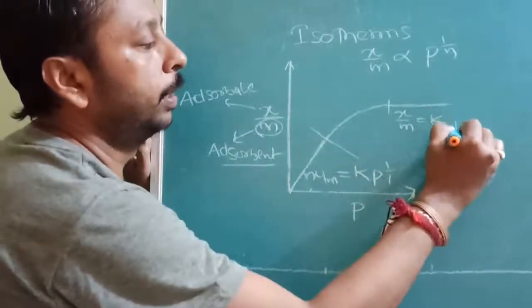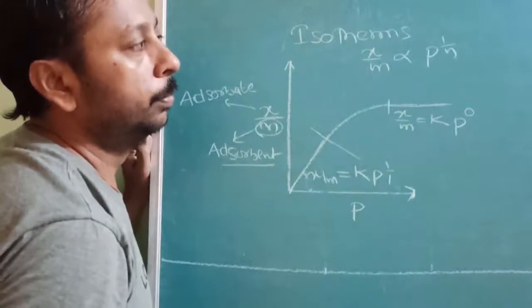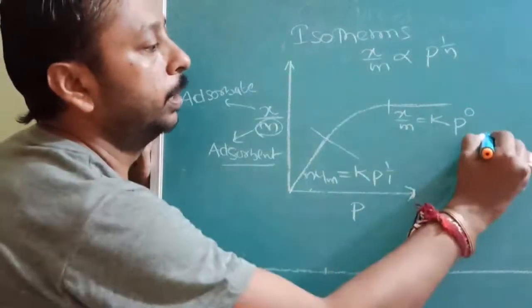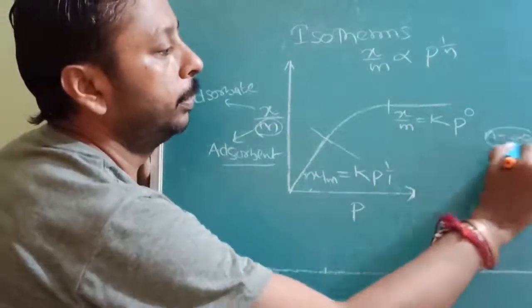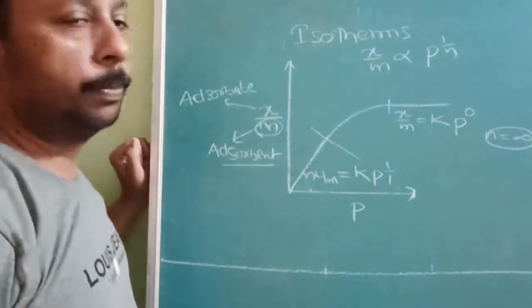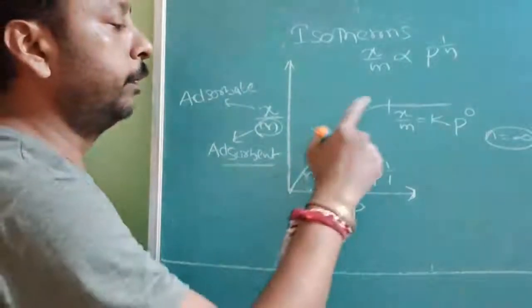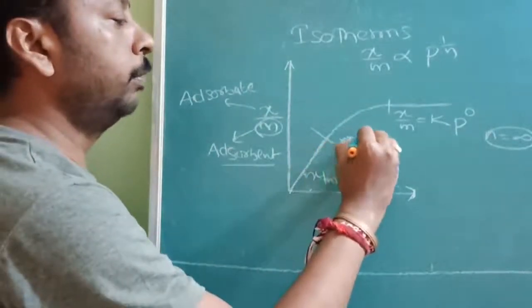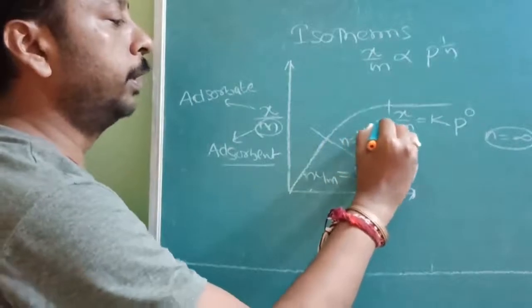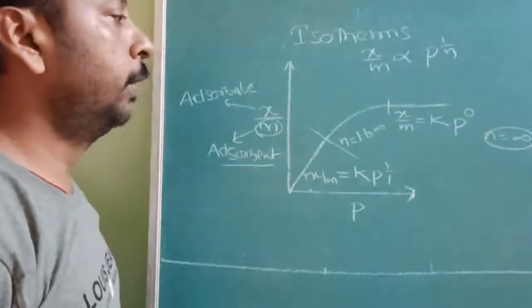So for that, if I have to write p to the power of 0, that means the n value has to be what? Infinity. The n value has to be infinity, p to the power of 1/n. Between these, the n value will be between 1 and infinity. What will be the value? The n value will be between 1 and infinity.